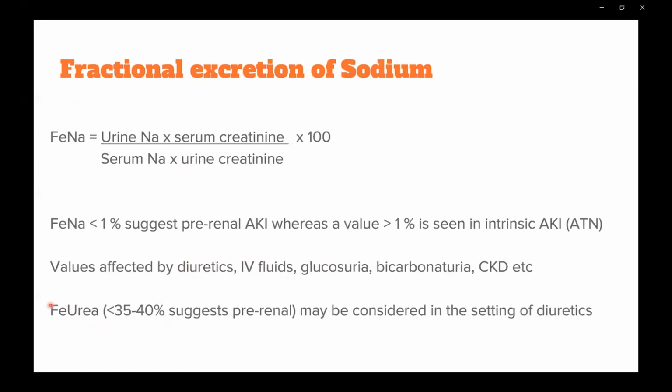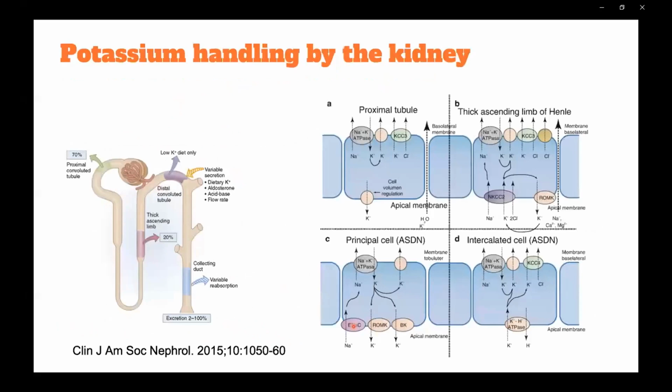And to overcome this, we have another measure called the fractional excretion of urea, wherein instead of sodium, you just replace it by urea. So you take urine urea by serum urea and then index it for creatinine, and then you get the fractional excretion value. A value less than 35 to 40% suggests pre-renal AKI, and this may be used in reference to fractional excretion of sodium whenever a patient has received any diuretics, to help you identify whether this is pre-renal or intrinsic renal AKI. And this is about the applied physiological aspects of sodium.